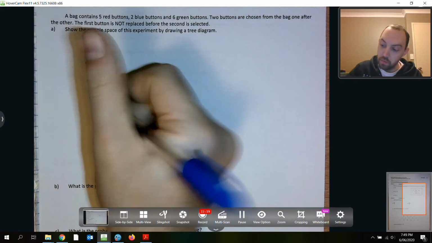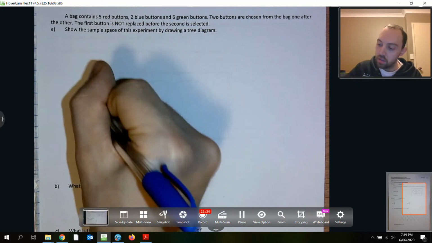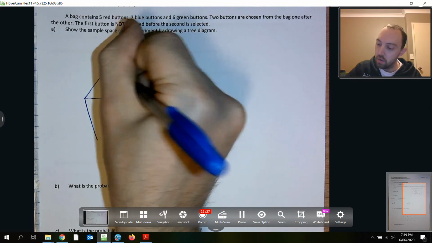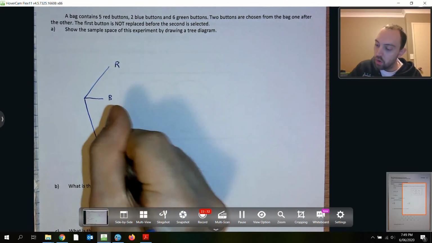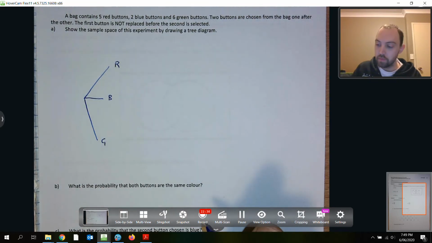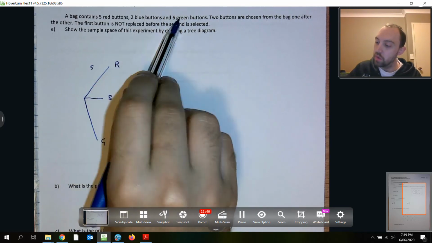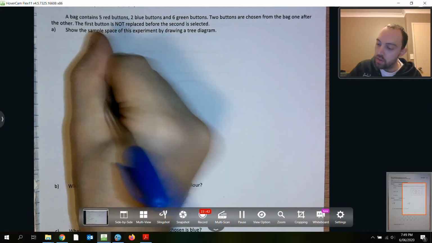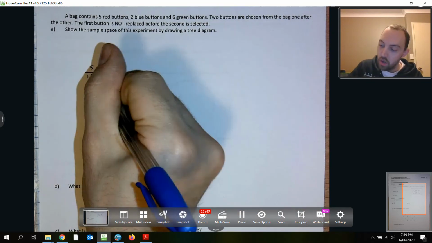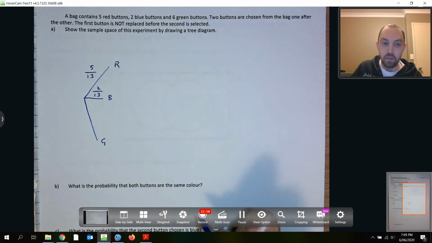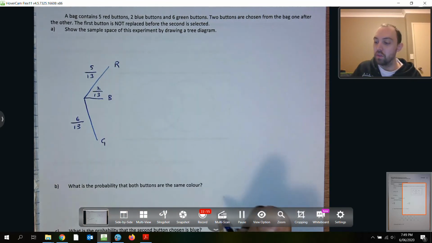So tree diagrams directly link, or usually link, to my conditional probability. We have 3 options: red, blue, or green. Okay, there's 5 out of 5 plus 2 plus 6, there is 13 buttons. So we can get 5 out of 13 is probability of choosing a red one, 2 out of 13 is the probability of choosing blue, and 6 out of 13 is the probability of choosing green.